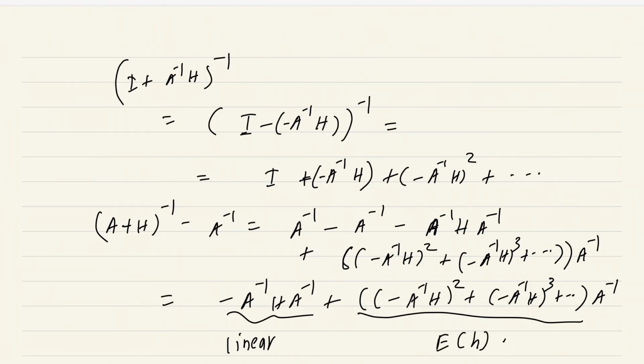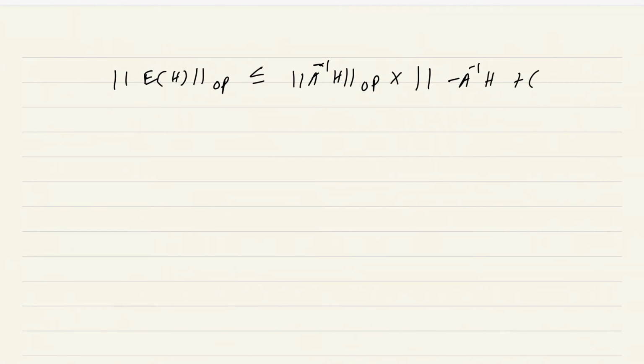Okay, so check that this first map minus A inverse H A inverse is in fact a linear mapping. All we have to now show is this complicated expression, which we have called E of H, is going to be sublinear. Okay, and of course we are going to use the operator norm because it's much simpler that way. So norm of E of H, the operator norm of this, is going to be less than or equal to A inverse H operator norm, using some basic properties of the operator norm, times norm of minus A inverse H plus minus A inverse H squared plus dot dot dot operator norm, times the operator norm of A inverse.